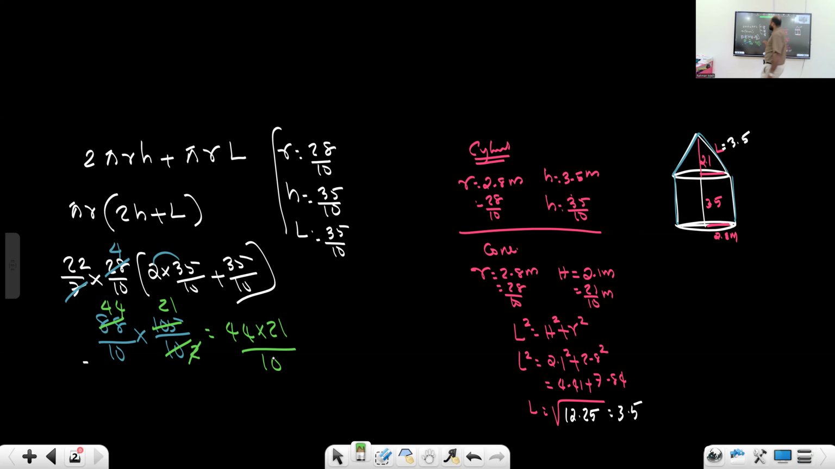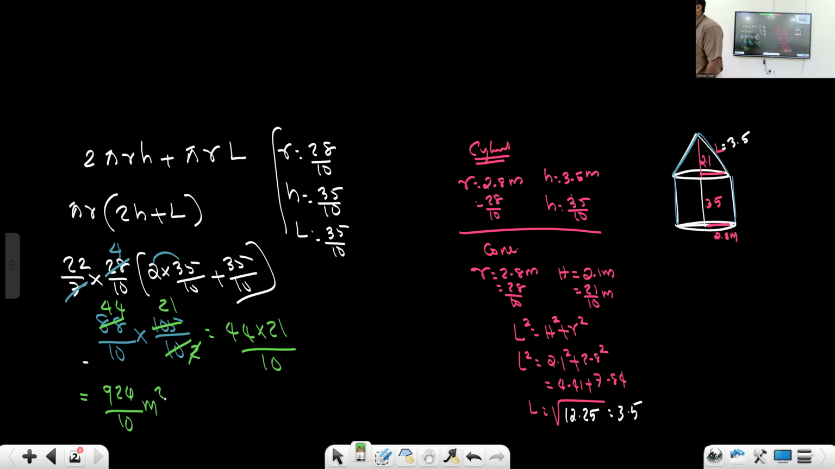924, you got? 924 by 10, no? Okay. That's equal to 924 by 10 meters square. I didn't simplify because some reason is there, I'll tell you. If you want, you can write 92.4, no problem. But how much rupees per square meter? 120.